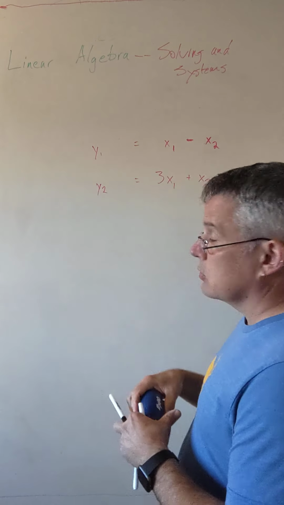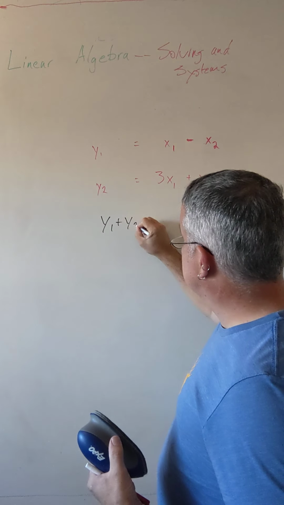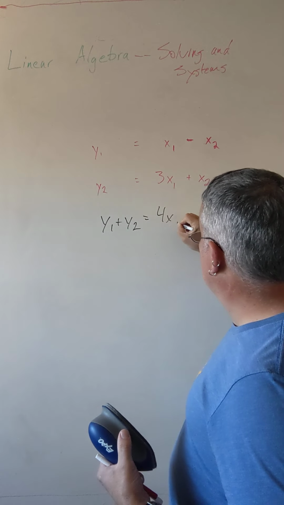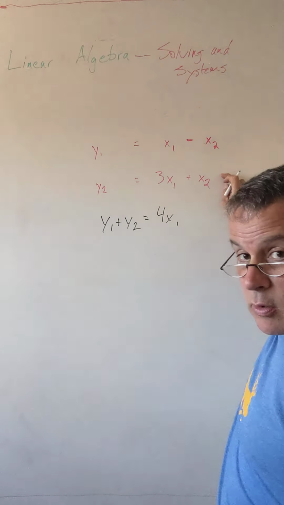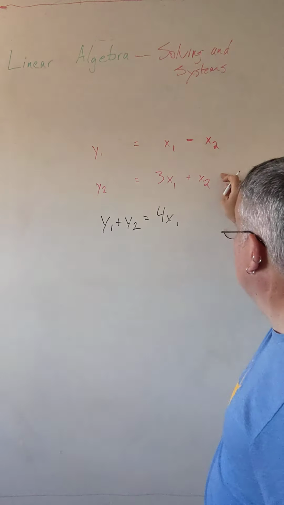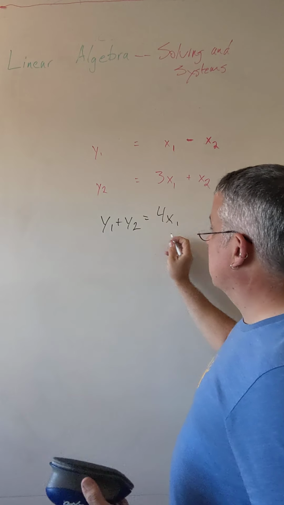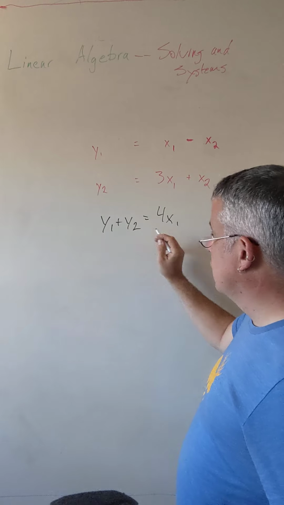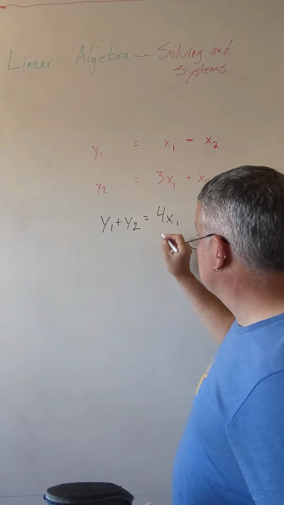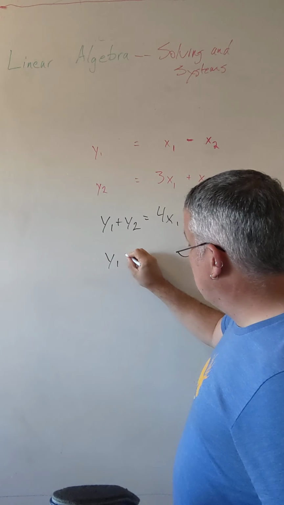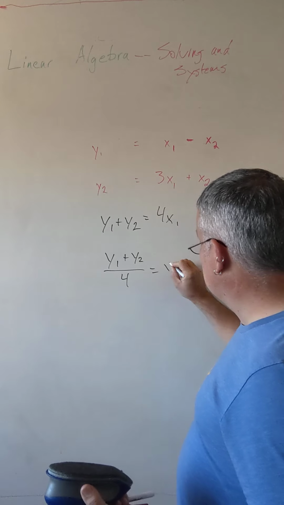We add together these two equations, and we get y1 plus y2 equals 4x1. There is no x2. Adding them together was the simple thing to do to make sure that we canceled out one of the two variables. So for any y1 and y2, this is the value for x1.